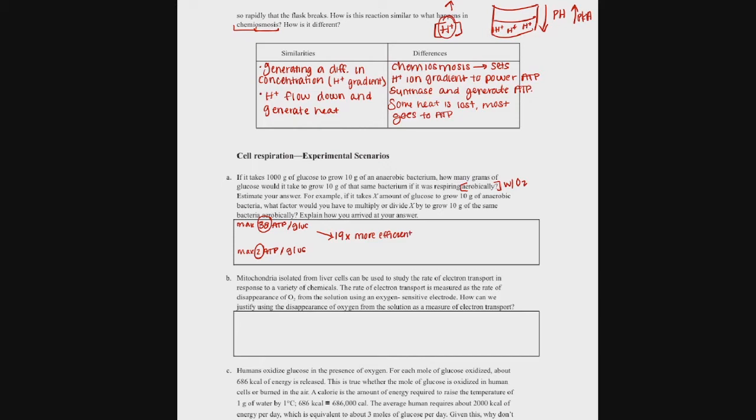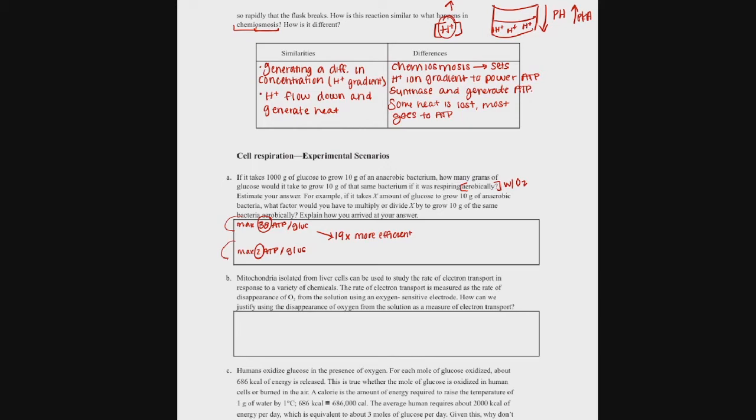Nineteen times more efficient. So in that case, we would need, on the flip side, 19 times less glucose if respiring aerobically. So even though these could have the same input of glucose, this can make 19 times more than that. So it would only really need 19 times less to make just as much.